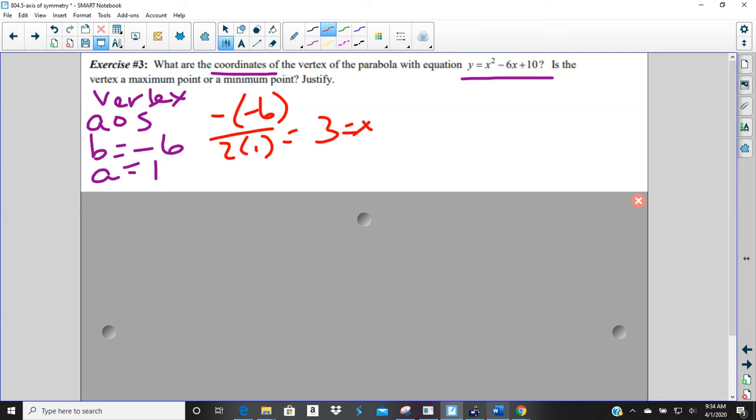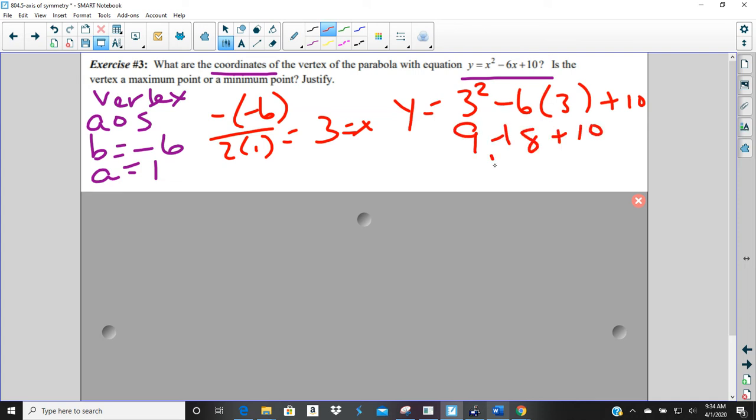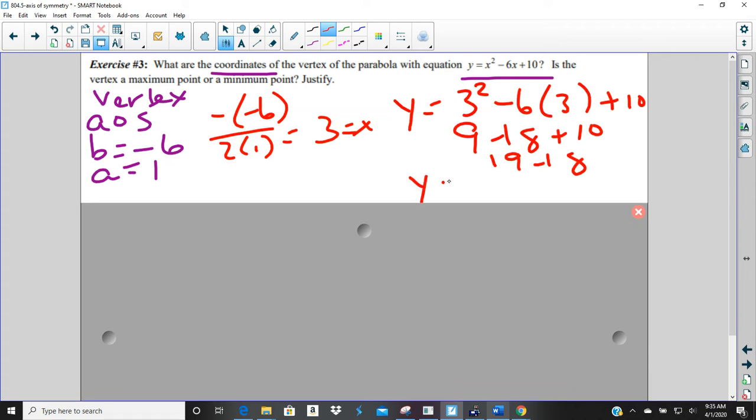So x equals 3. What am I going to do with that information to find the vertex? I'm going to plug it into y equals 3 squared minus 6 times 3 plus 10. Plug it in for x. So I'm left with 9 minus 18 plus 10, 19 minus 18. Therefore, y equals 1.